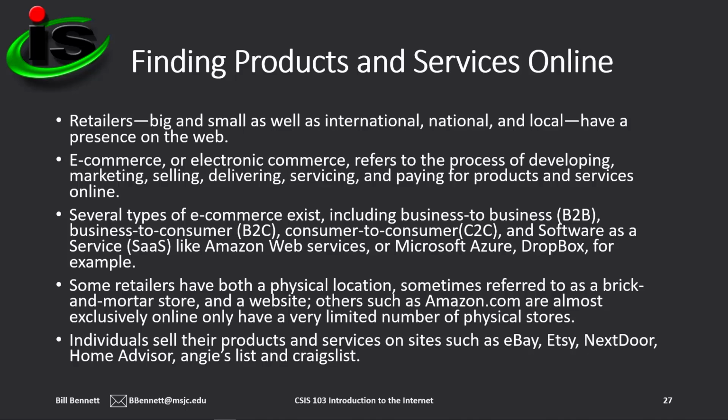Some retailers have both a physical location, sometimes referred to as a brick-and-mortar store, and a website. Others, such as Amazon, are almost exclusively online and only have a very limited number of physical stores. Individuals can also sell their products and services on sites such as eBay, Etsy, Nextdoor, Home Advisor, Angie's List, and Craigslist.